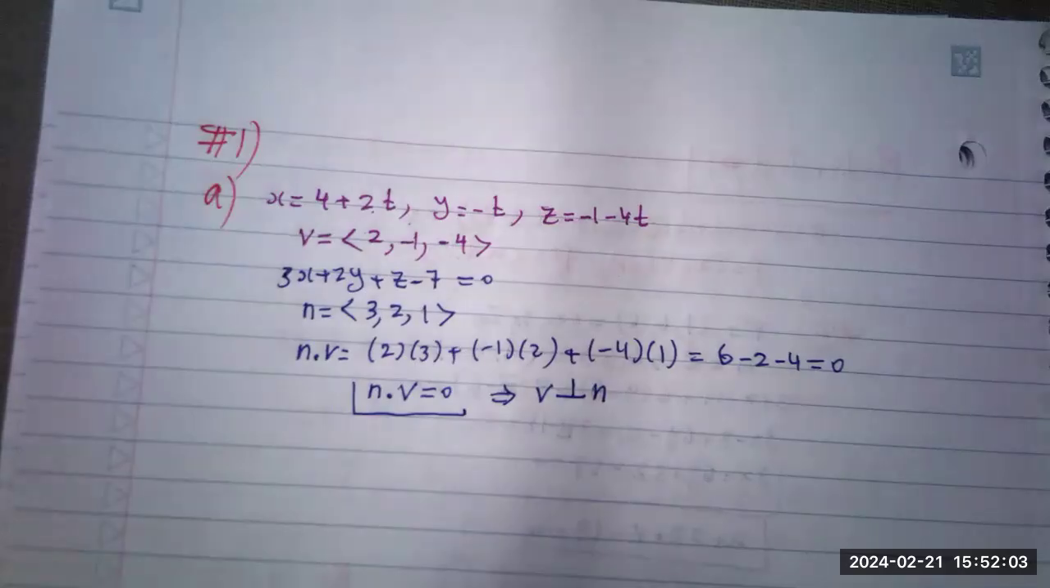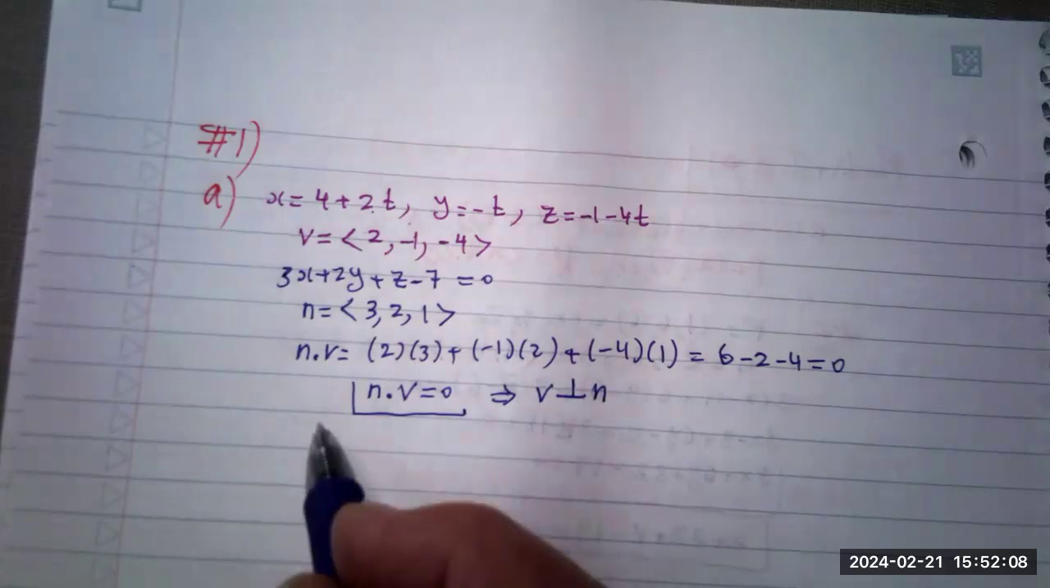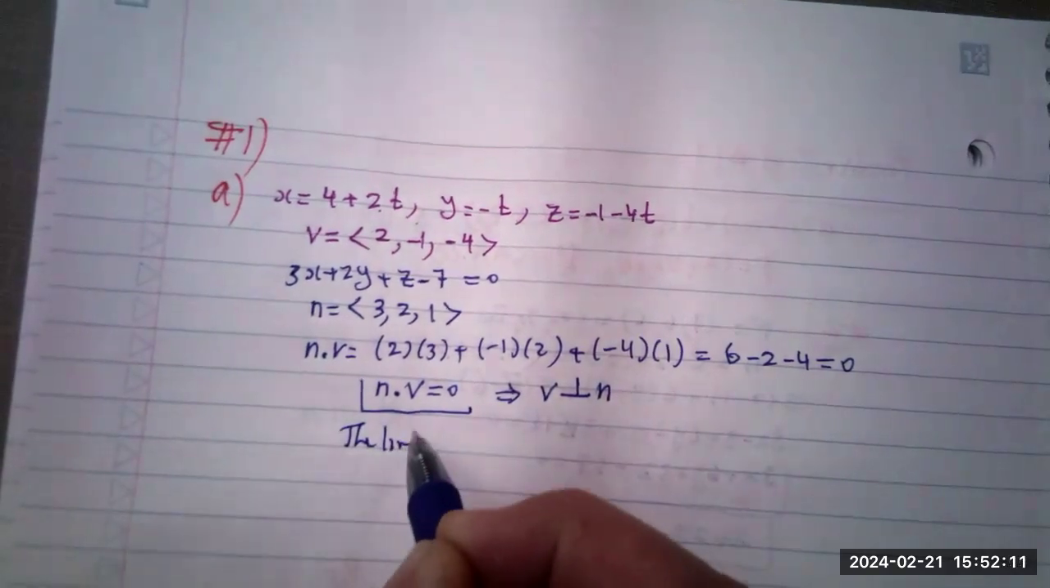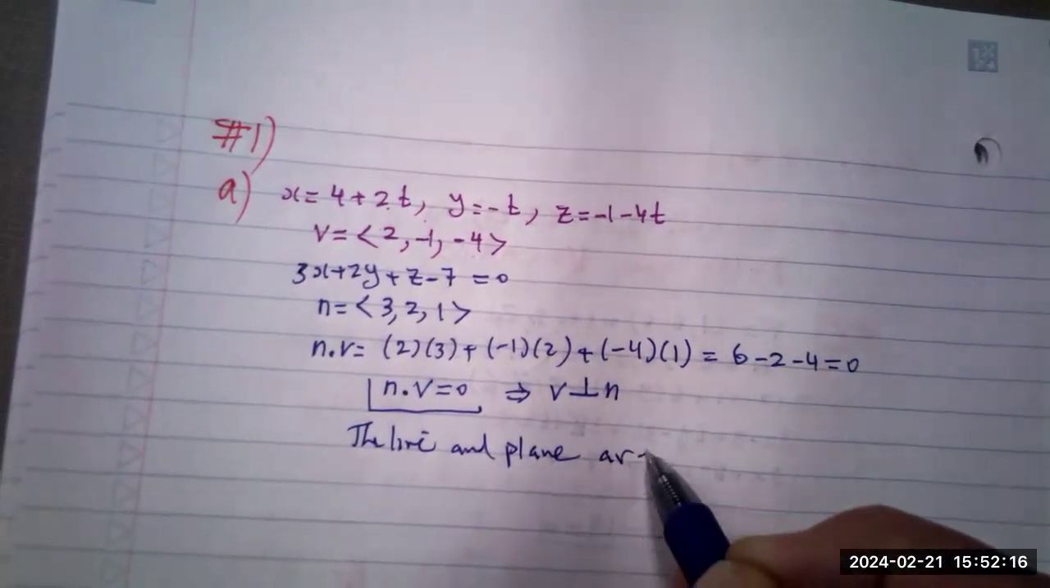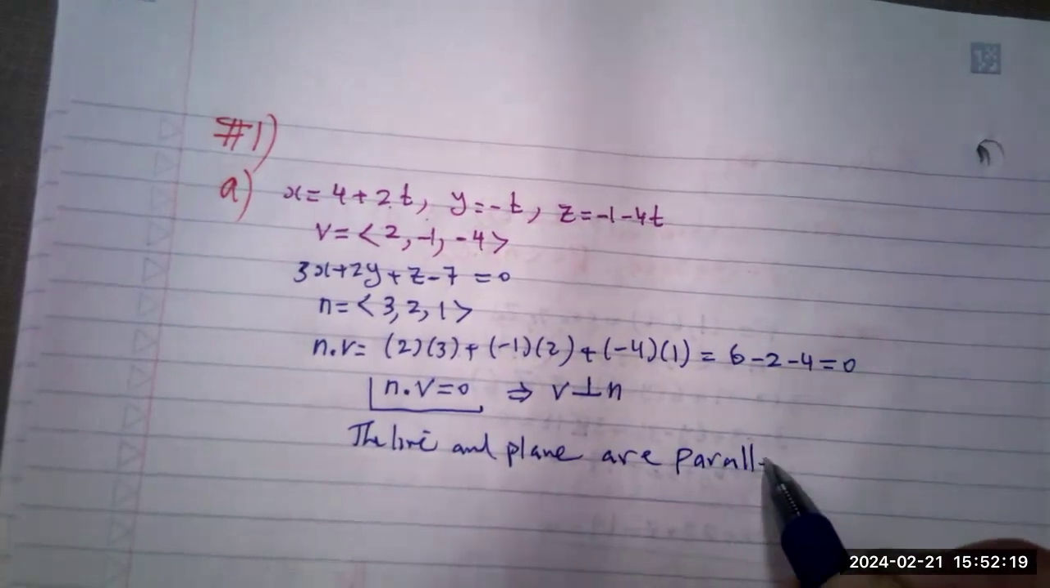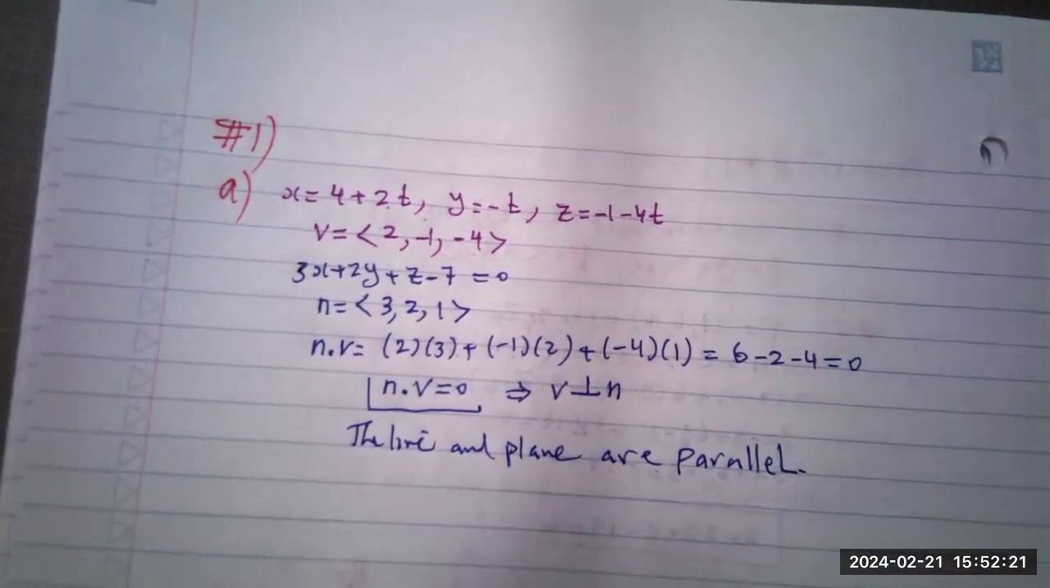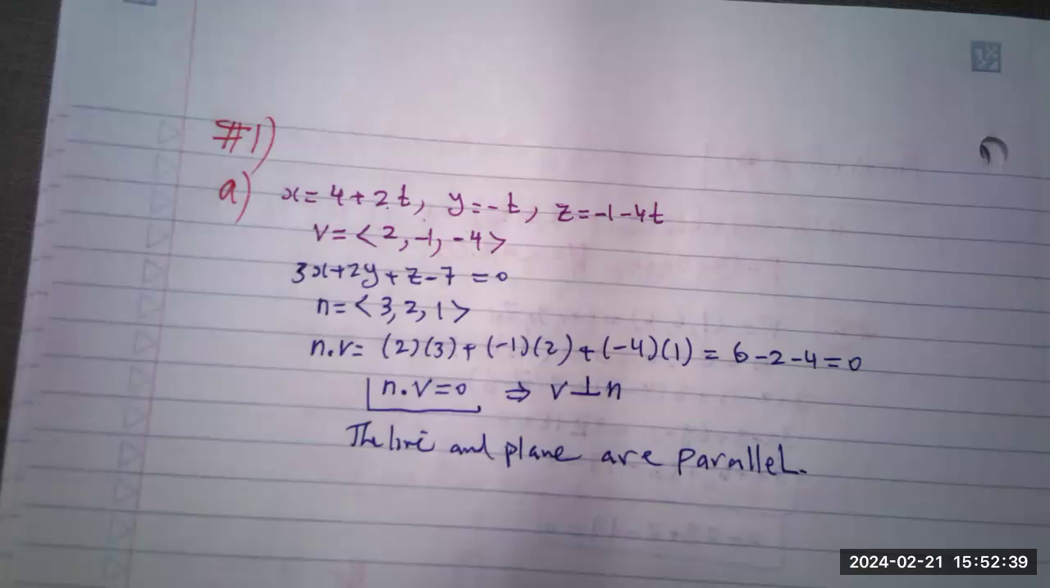Since the dot product is 0, this means the line and the plane, both of them are going to be parallel. So the line and the plane are parallel to each other. You see, both of them are going to be perpendicular to the normal of the plane. So this is the way you compare it.